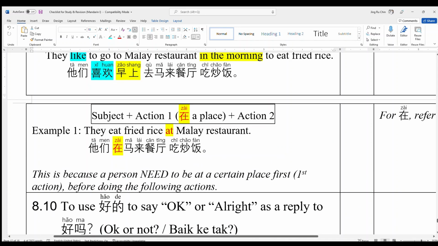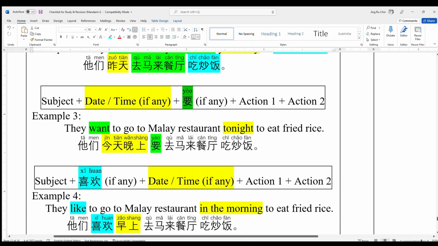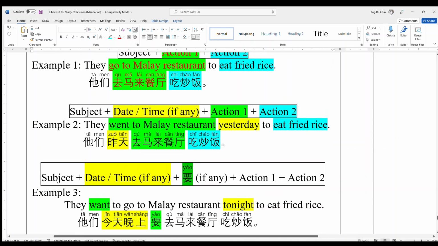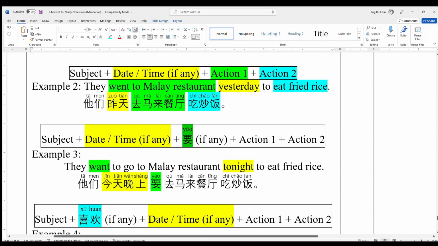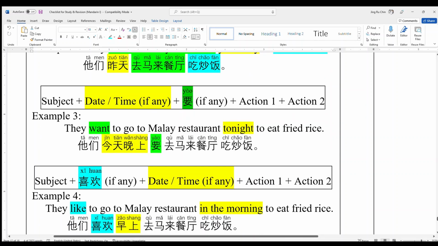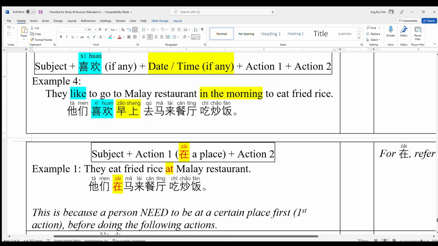Okay, so this is something that is getting more and more complicated, yeah? But I hope it is still within the limit of your understanding. Now all of this still involves action 1 and action 2, but occasionally we can add some other information like date or time, if you want to use the word 要, want, or the word 喜欢, like, which we all learned in lesson 8. Okay, this part of the video is done.